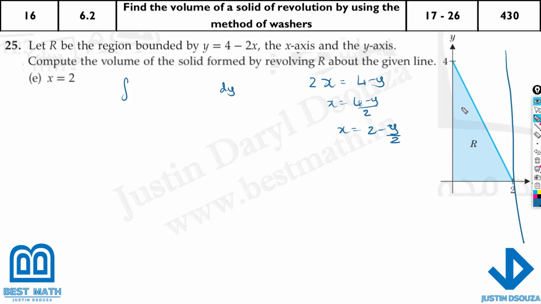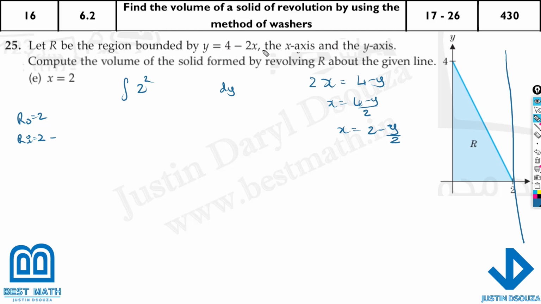Now then, if you're doing this, what's the outer radius? So outer radius over here would be just 2, isn't it? Because from here to here it's 2. So let us write 2 as the outer radius. Let me write over here Ro is 2. What is the inner radius? Inner radius is 2 minus this equation. What is that equation?